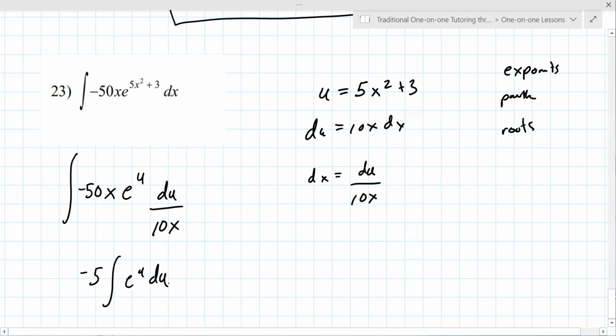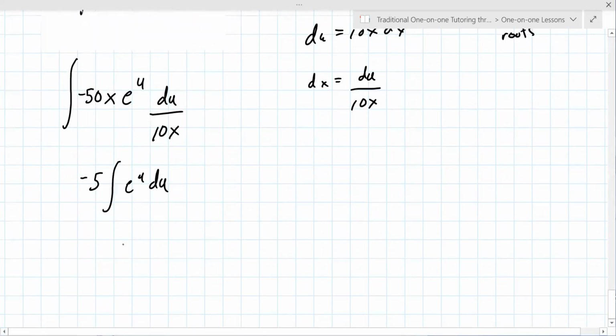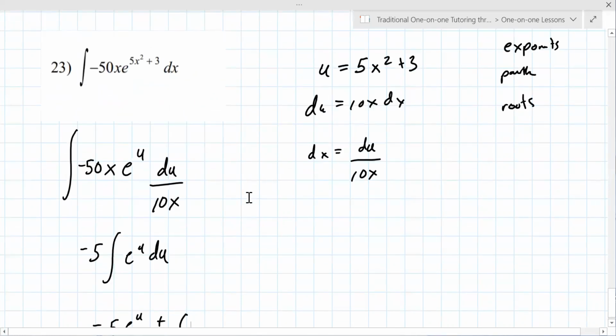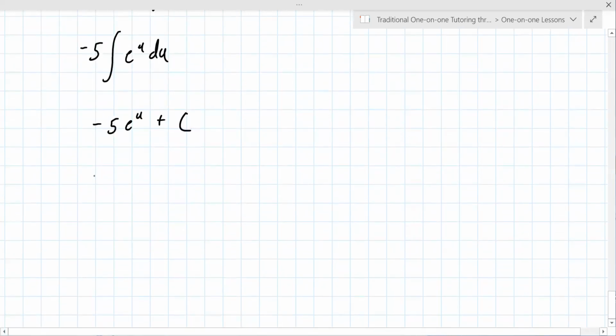Should you move the negative 5 to the front of the integral? Yeah, probably for you, you should. That's negative 5 times the integral of e to the u du, and the antiderivative of e to the u is e to the u, like you said. Then you substitute in that u. Your u was 5x squared plus 3, so e to the 5x squared plus 3 plus c. Do you leave it like that or should you do ln? No, there's no equal sign. You're thinking of initial value problems. No, this is it.